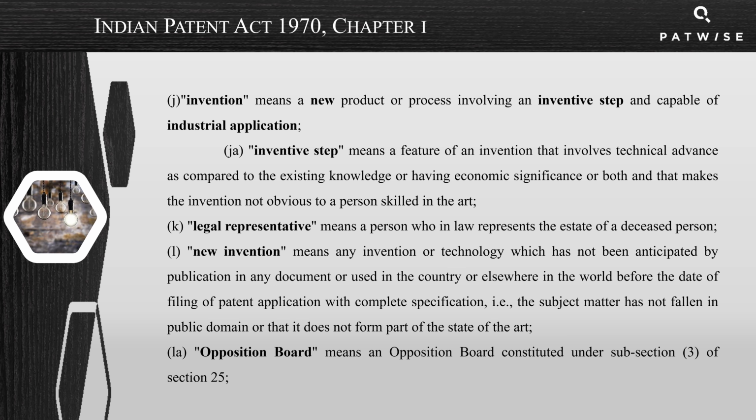Further, it also defines legal representative. It also defines what a new invention is. A new invention means any invention or technology which has not been anticipated by publication in any document or used in the country or elsewhere in the world before the date of filing of the patent application, which means the subject matter has not fallen within the public domain or does not form part of the state of the art. The other definition is the definition of an opposition board. An opposition board constituted under section 3 of this subsection 25.